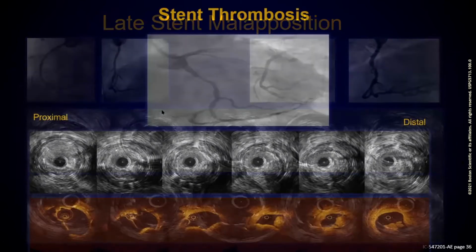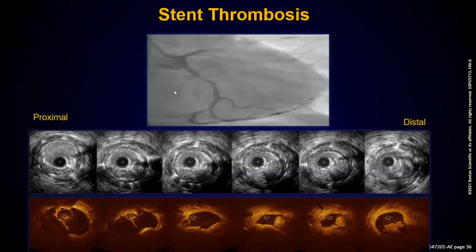And this is what stent thrombosis looks like. On angiography, the artery is completely blocked or occluded. And from proximal to distal, you could see that there is a filling defect in the thrombus-containing lesion. Similarly, you can appreciate on OCT, which is considerably better at picking up either acute or subacute stent thrombosis.